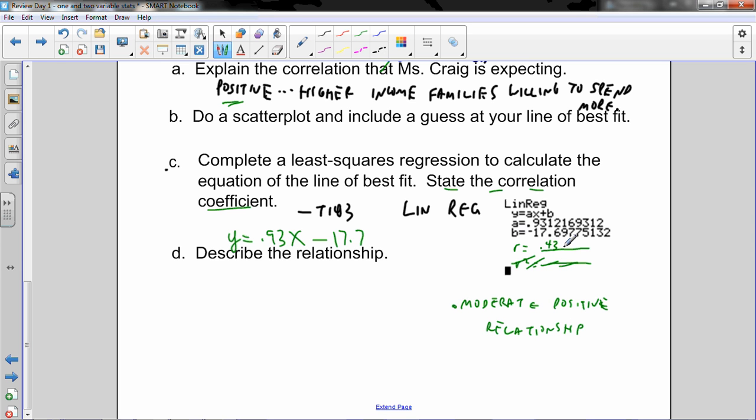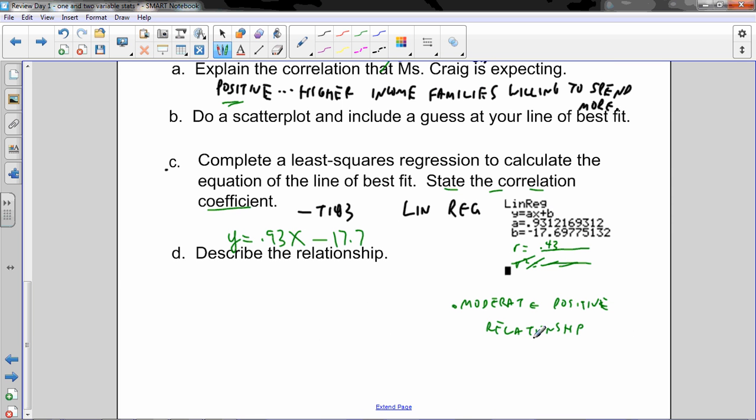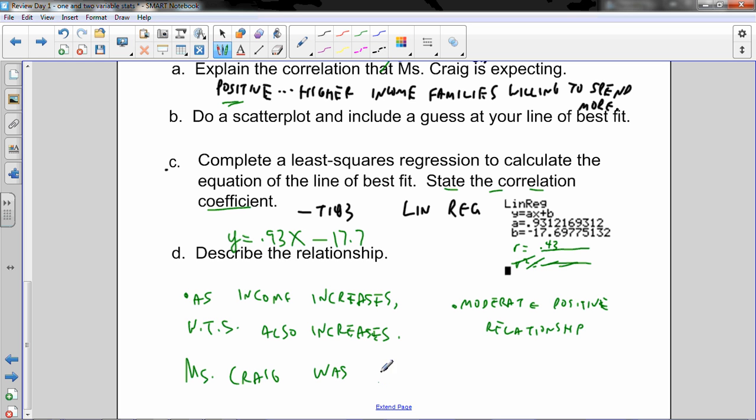Well, that basically says that r is 0.43, but what does that tell me about income? Well, what that says is as income increases, so does the willingness to spend. So as income increases, the willingness to spend, I'm just going to do a short form here, also increases. How do I know that? It's because the r value is positive, the slope of the line of best fit is positive, and guess what? Miss Craig was right. All right, that's it for this video. Next one is counting.